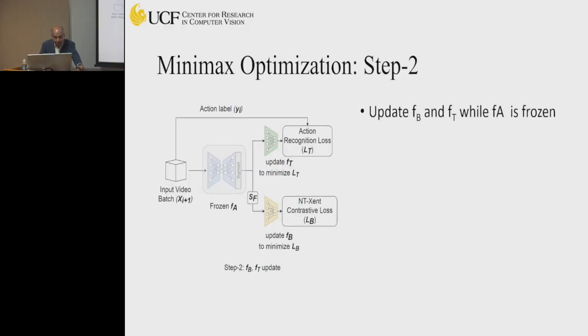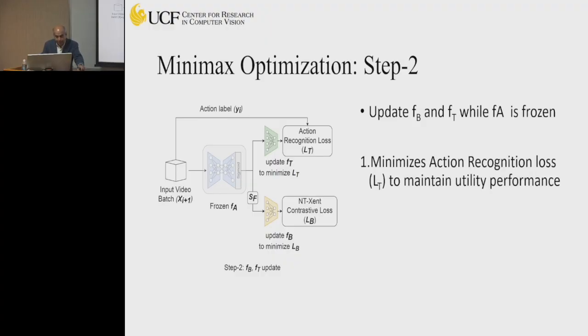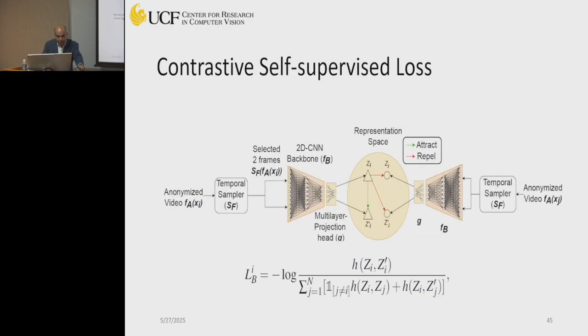Then we have the second stage. Now we keep this frozen and we train these, and in this one again we minimize the action recognition loss to maintain the utility, but here we minimize the contrastive loss because we want to have this privacy branch trained. Okay, so that's it. For the self-supervised contrastive loss, we take one video and get two frames from it. We take another video, two frames from that, and we want to learn it such that the representation for the frames from the same video is similar as compared to the representations from the other videos.